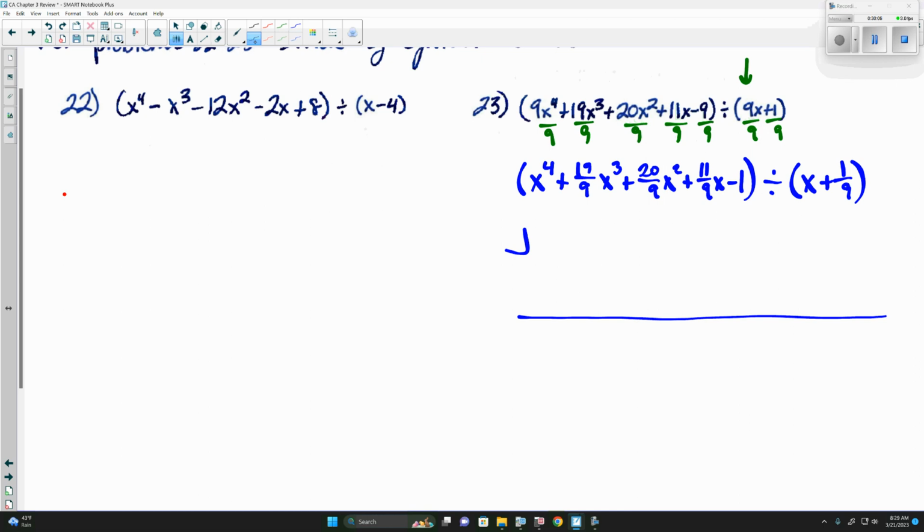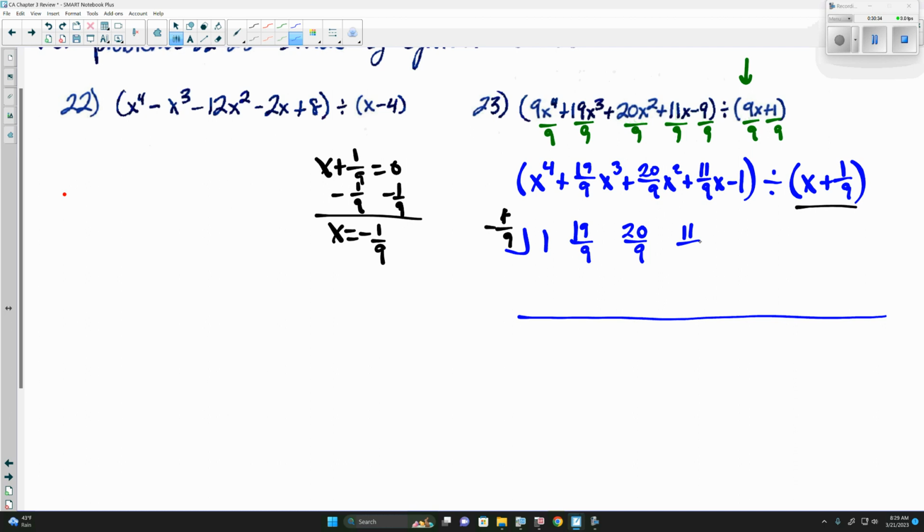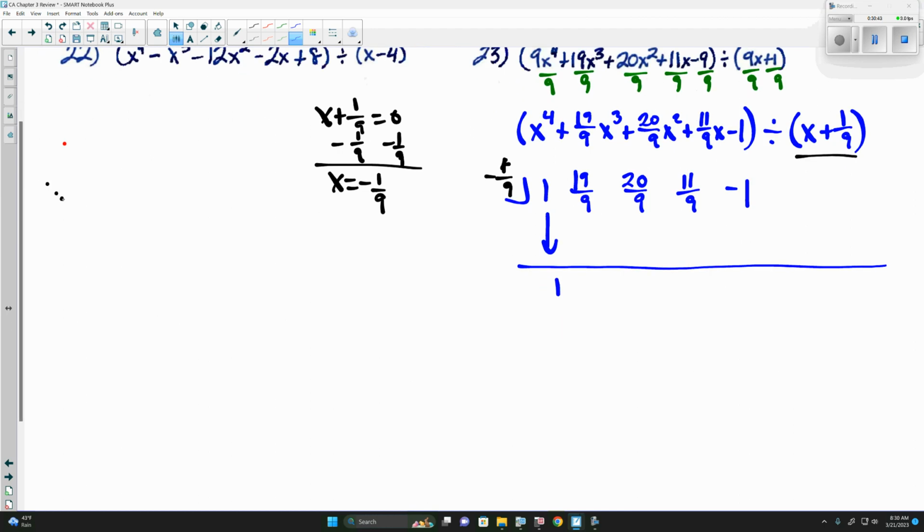Now the next thing we need to do is we need to solve x plus 1/9 for 0. Which is just negative 1/9. Now our numbers that go across the top are going to be 1, 19/9, 20/9, 11/9, and negative 1. And we bring the 1 down. Any questions on how we set this up?